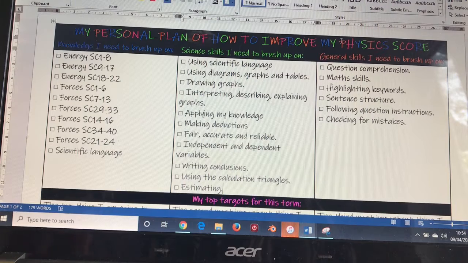Okay, so I don't mind if you print off your copy of my personal plan of how to improve my physics score, or you can just work on computer. That's absolutely fine.